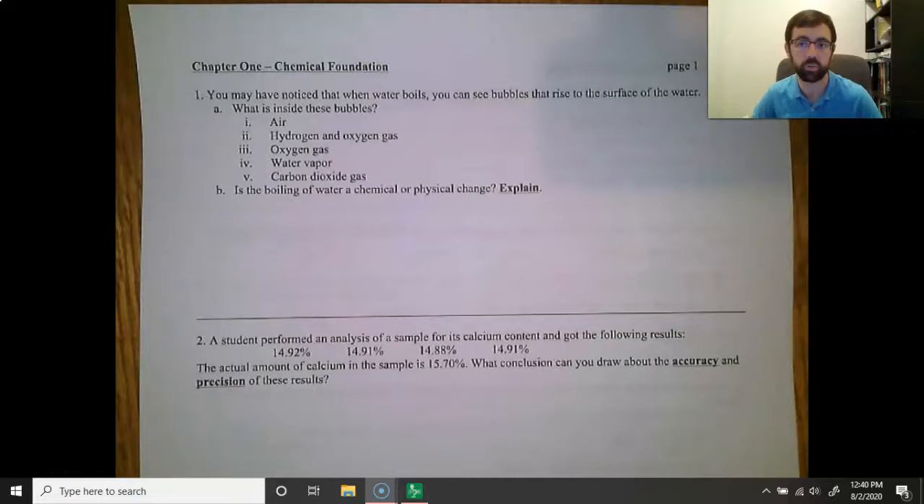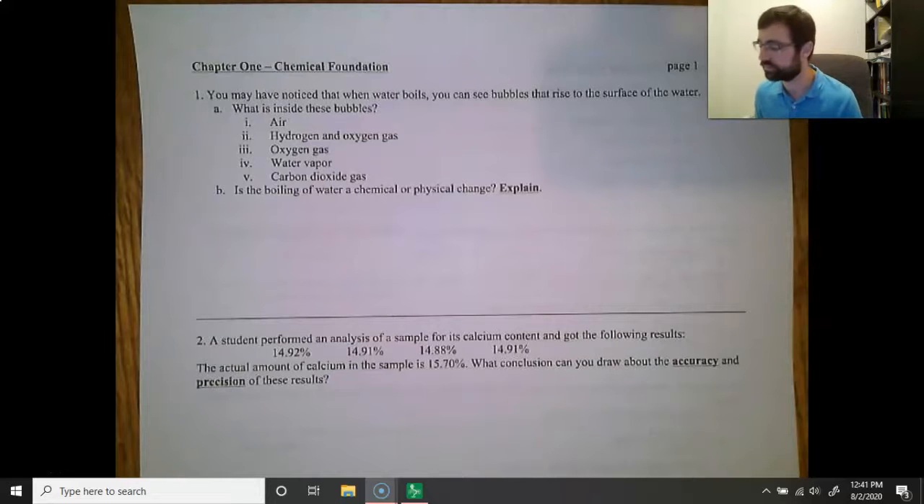This is chapter 1 homework from the summer homework. And don't forget, you need to know this stuff at the beginning of the school year. Probably in the first week or two, we're going to have a test over this material. So make sure that you're aware of that and that you're getting ready for it.